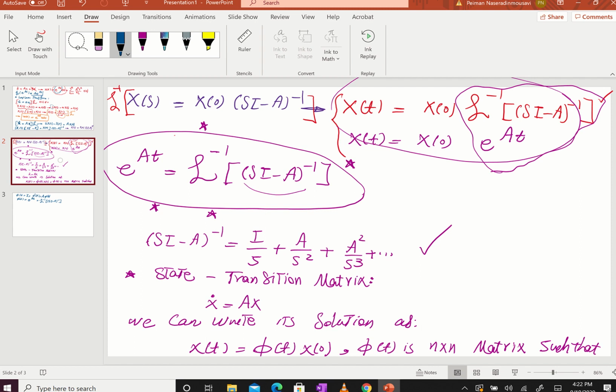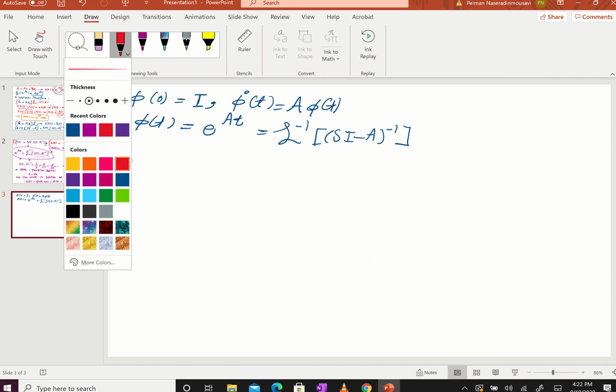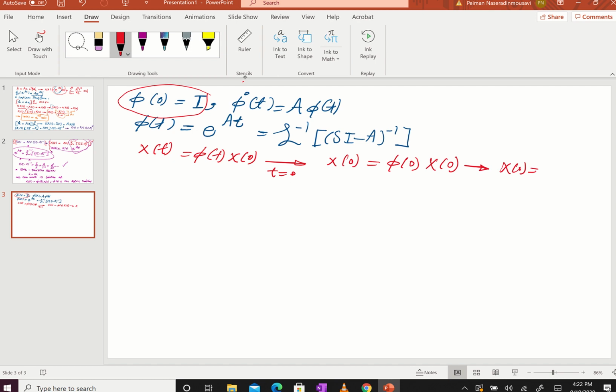So x of t is this. Understand? From whatever I defined here, x of t is phi of t x at time 0. If you put time 0 everywhere, you get x at time 0 equals phi at time 0 times x at time 0. Because phi at time 0 is I, obviously x of 0 is x of 0. Understand?